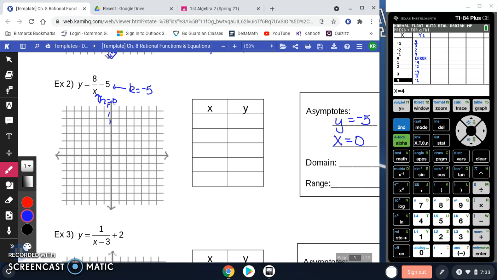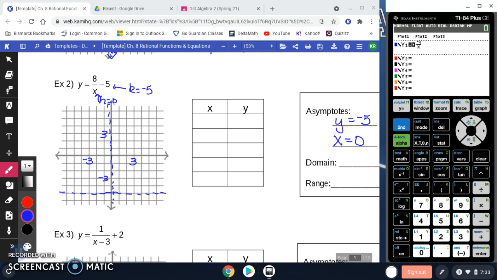Okay, so I'm going to sketch in my asymptotes. So that's at 0, 1, 2, 3, 4, 5, and then -3, -5. Again, label for me, please. Just a couple of things will be helpful. And we can sketch this.